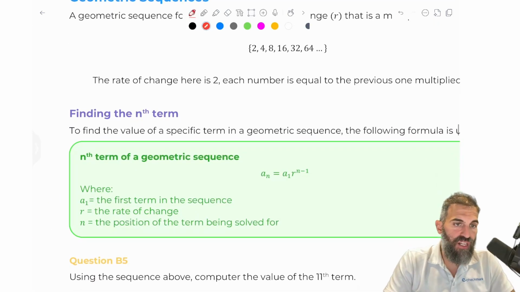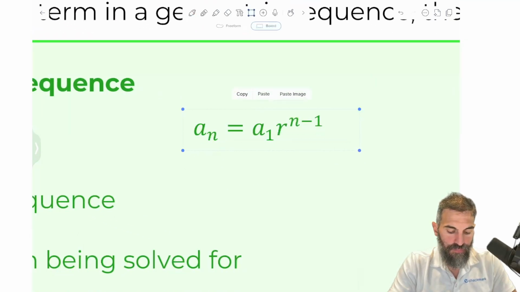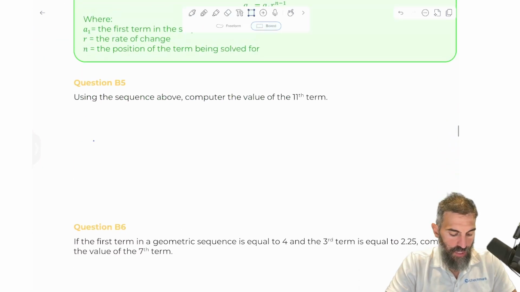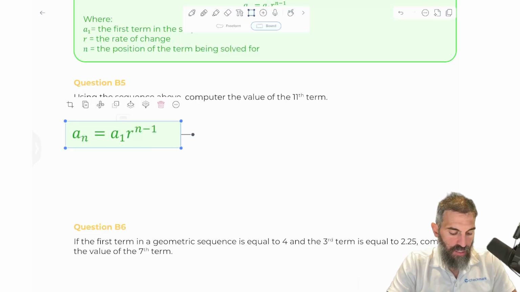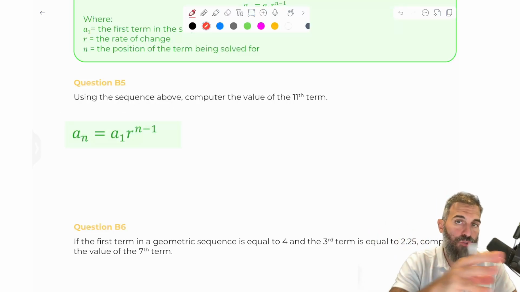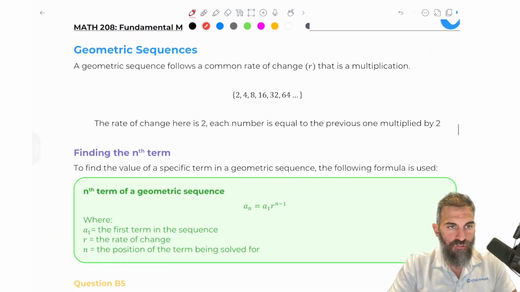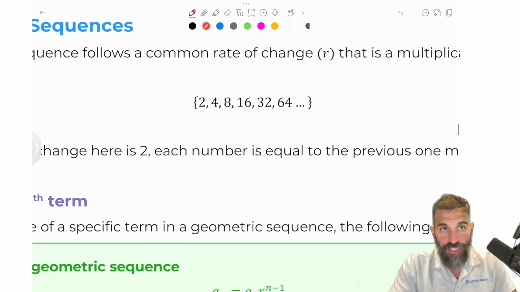So the first thing, finding the nth term. How do you find a specific term? Well, you follow this formula. The formula is pretty straightforward. It has the same components as the previous one, except for R. R is your rate of change. We don't use D. D was for the slope. R is for the rate. So if you look at the sequence above, the rate here is clearly 2.